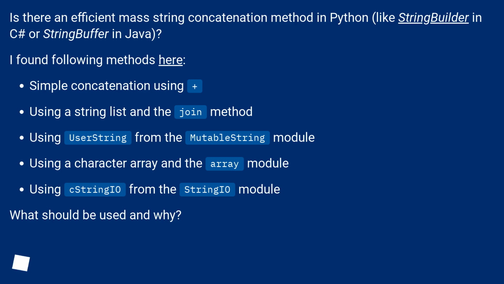Simple concatenation using plus, using a string list and the join method, using UserString from the MutableString module, using a character array in the array module, using StringIO from the StringIO module. What should be used and why? A related question is here.